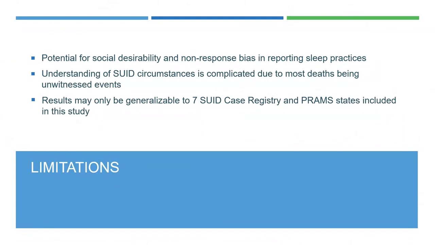There were some limitations to this study as well that I'd like to mention. There was the potential for social desirability and non-response bias in reporting sleep practices for cases and controls. Because most SUID deaths are unwitnessed, as I've mentioned several times, there are limitations in how much data on the circumstances of death are missing. And finally, the results may only be generalizable to the 7 case registry and PRAMS states included in the study.